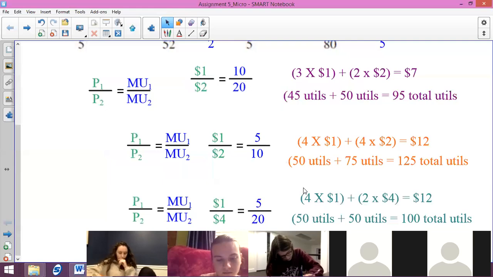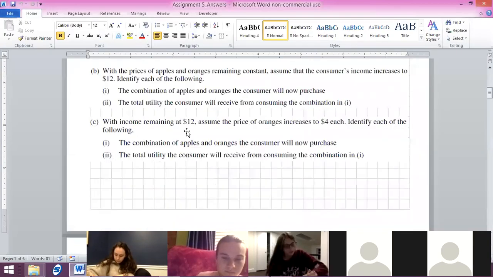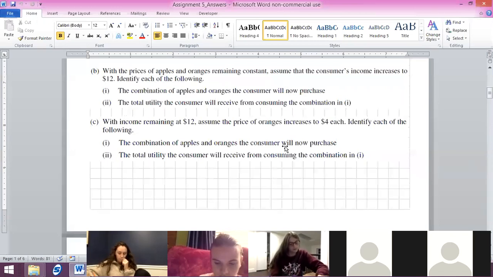So part C, we're looking for, once again, a ratio. The ratio of the two prices needs to equal the ratio of the two marginal utilities. That's what we're trying to find. What they're telling us for part C is the budget or the income remains at 12. However, the price of oranges doubles and goes up from $2 to $4. And now we need to find out what combination of apples and oranges the consumer would now want to purchase in order to maximize his or her utility, and then what is the total utility.